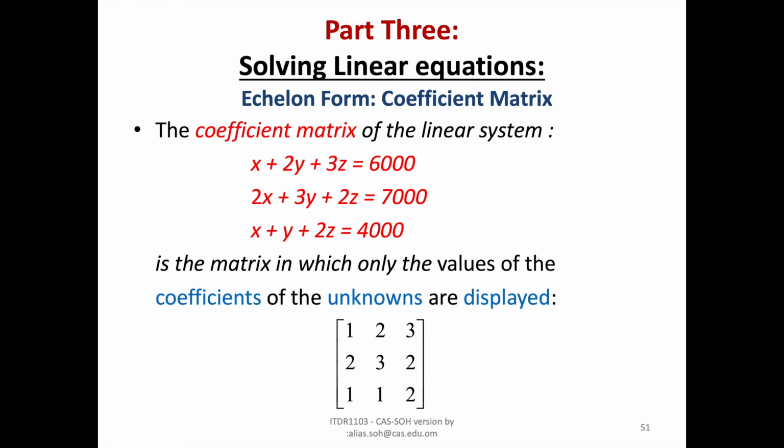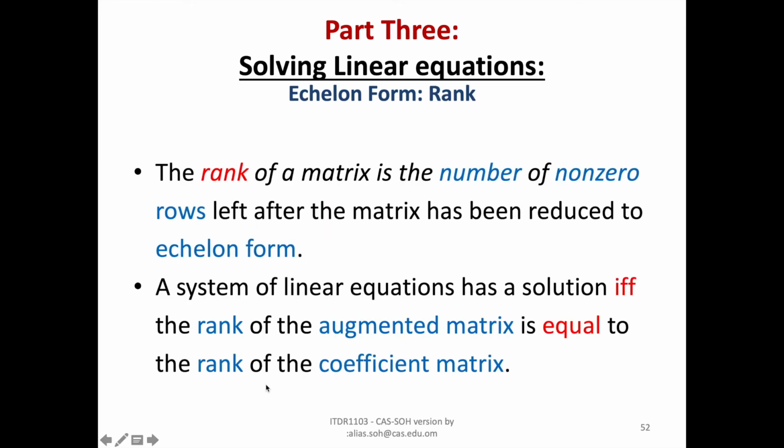Now, the coefficient matrix of a linear system has the coefficients of the variables only, without the constants. So in a matrix we are presenting the values of the coefficients without the constants. So here we have this coefficient matrix. Why do we introduce the coefficient matrix? To compare something really important, which is rank.